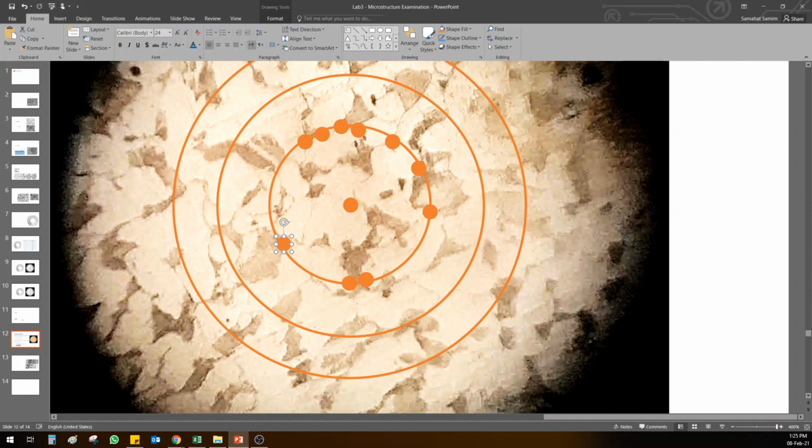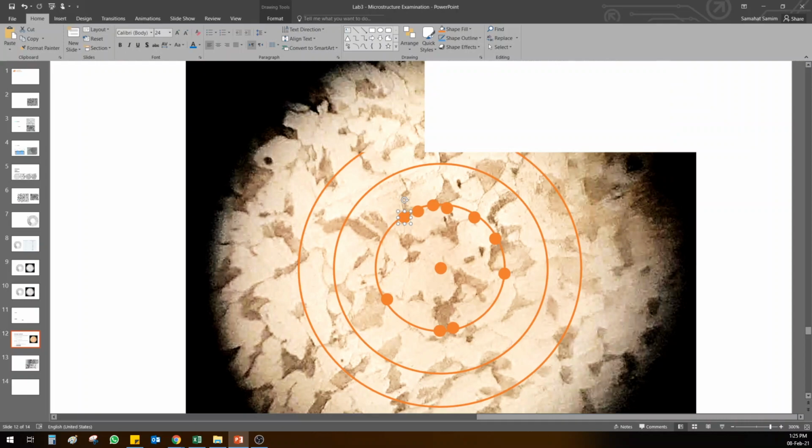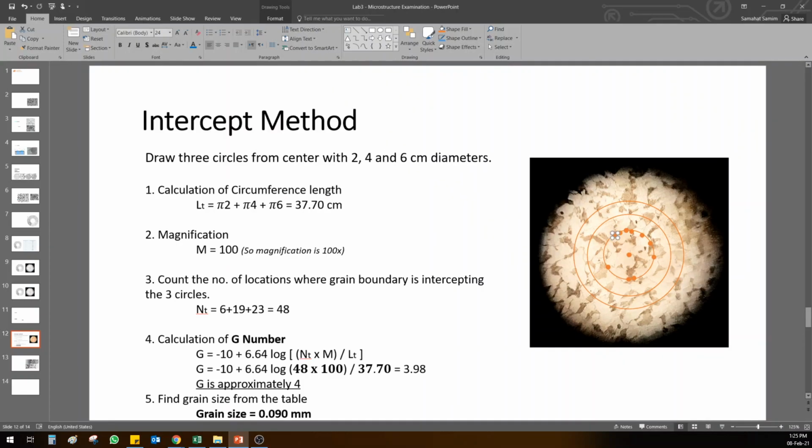Okay, and then show me how many points in circle 1, like 1, 2, 3, 4, 5, 6, 7, 8, 9, 10. I managed to find 9, while in our example it is 6. So clearly there is some error which we can have when we are counting the points.